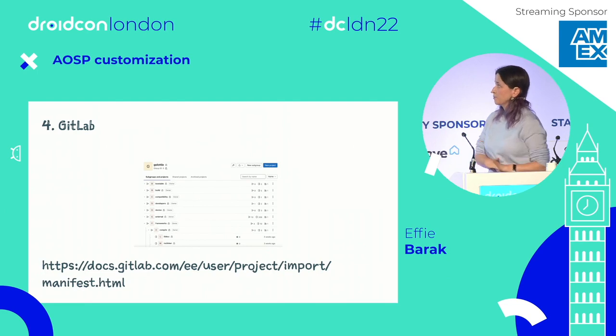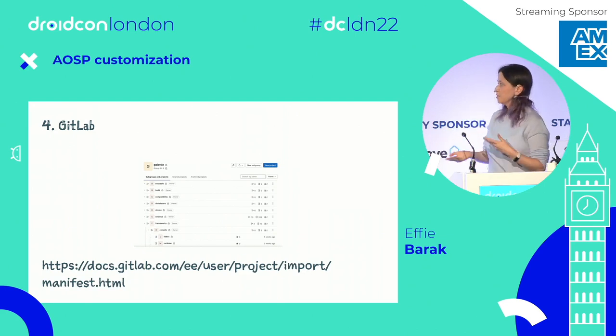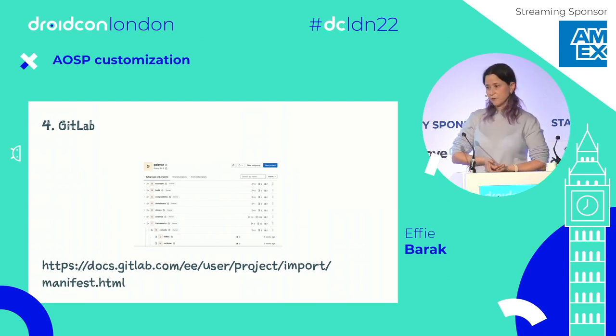And the 4th tool that I can recommend is GitLab. If you're going into changing AOSP, and you're not just adding apps, for example, adding apps is okay, you can just add an app here and there. But if you're really going into changing the framework itself, at some point you're going to want to track those changes and you're going to want to put them in source control.